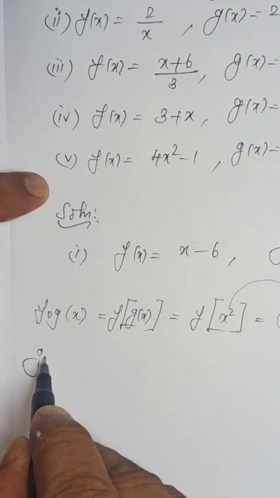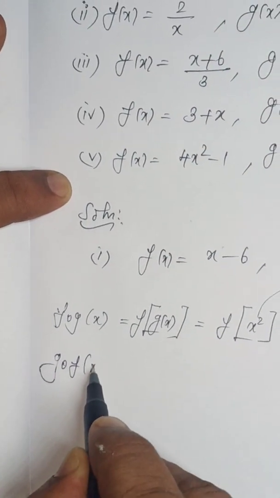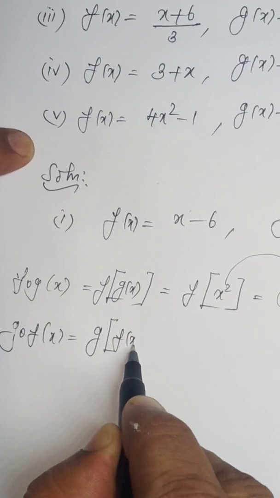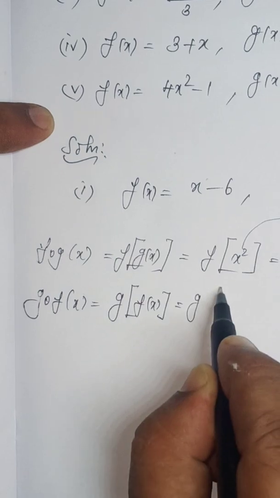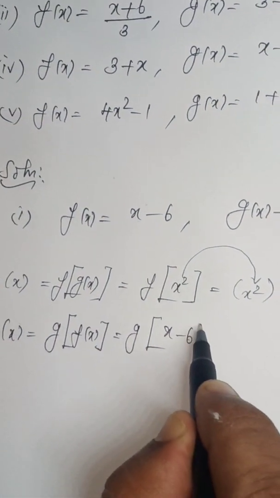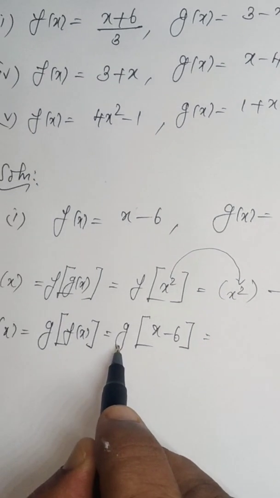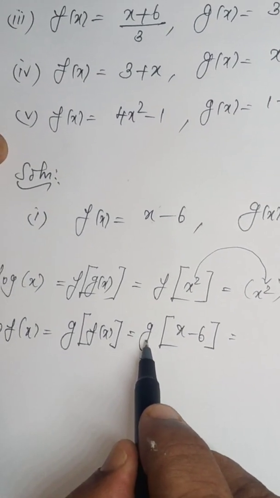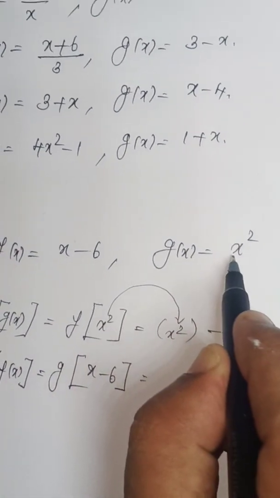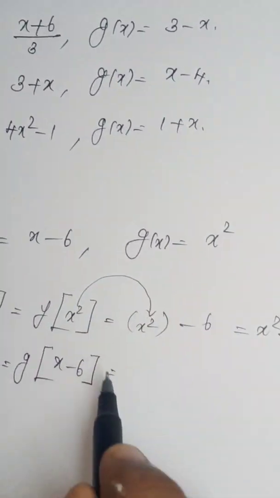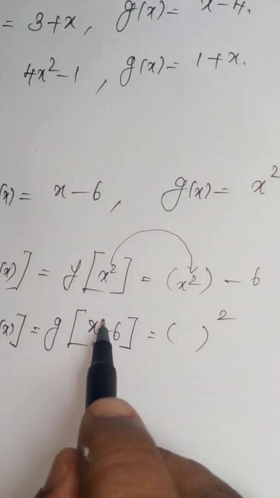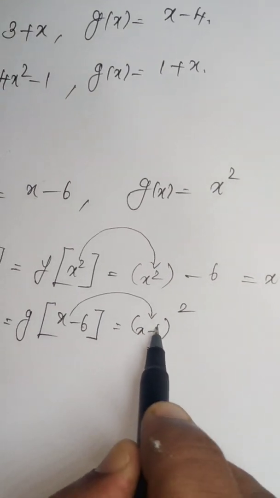Now g dot f, introduce x. g right as it is, f of x inside the brackets. That f of x can be replaced by x minus 6. Now outside the set of brackets, you have g. What's the function outside the brackets? g. Now go to g. Instead of x, you have to introduce brackets, square right as it is. So inside the bracket, you have to write x minus 6.